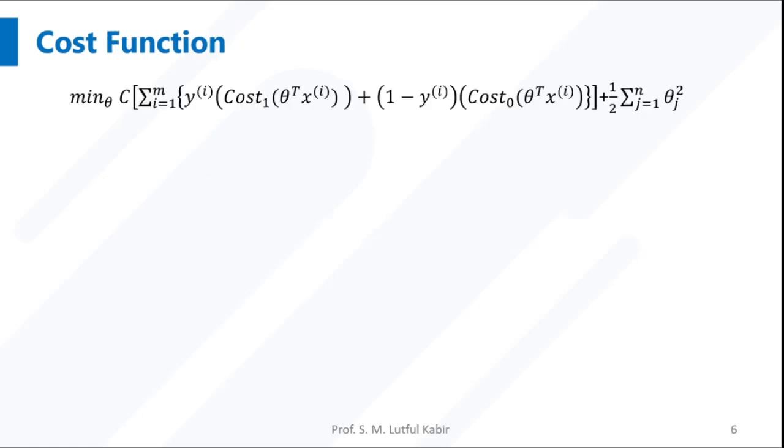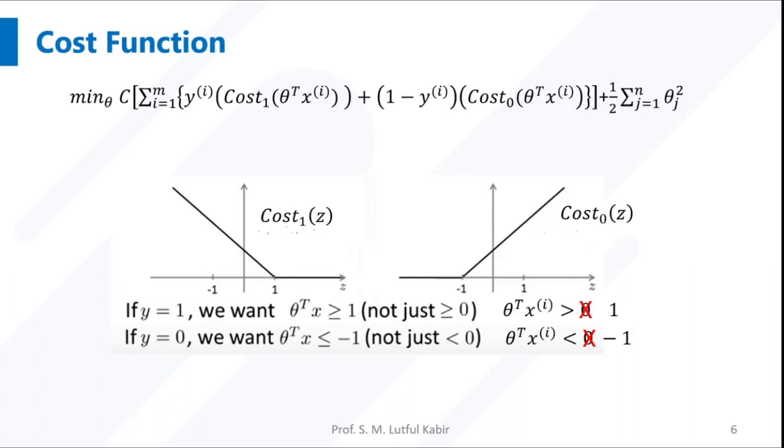If I elaborate a bit more on the cost function, you see the curve was like this one. This is your cost 1 of z, and this is your cost 0 of z. We have also already stated that if y equal to 1, we want theta transpose x to be 1, not just greater than 0. In case of logistic regression, the condition was theta transpose x greater than or equal to 0. Now we are making a bit more of a safety factor. Instead of 0, let us say theta transpose x should be greater than 1.